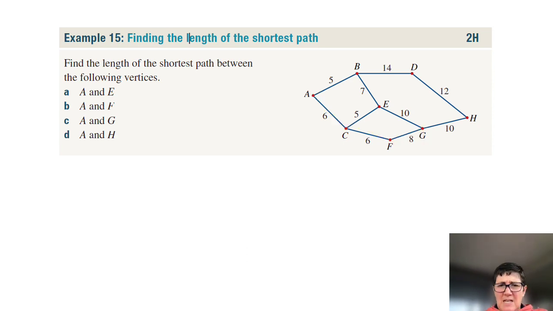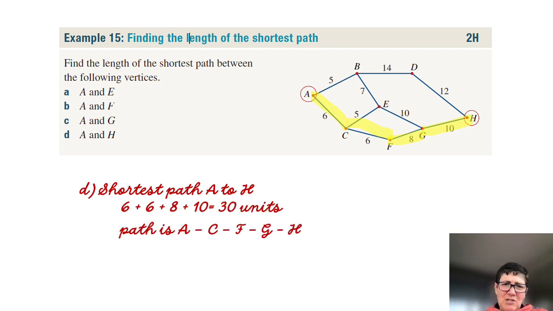Okay, and A to H, all the way over there. Just looking at it quickly, 6 and 6 is 12, plus 8 is 20, and 10 more is 30 that way. 5 and 14 is 19, that's 31 that way. 6 and 5 is 11, plus 10 is 21, and 10 more is 31 that way. So the shortest path is going to be that way. It's 30 units long, and it's A to C to F to G to H. So we're looking at the shortest path. We are not creating a minimum spanning tree.